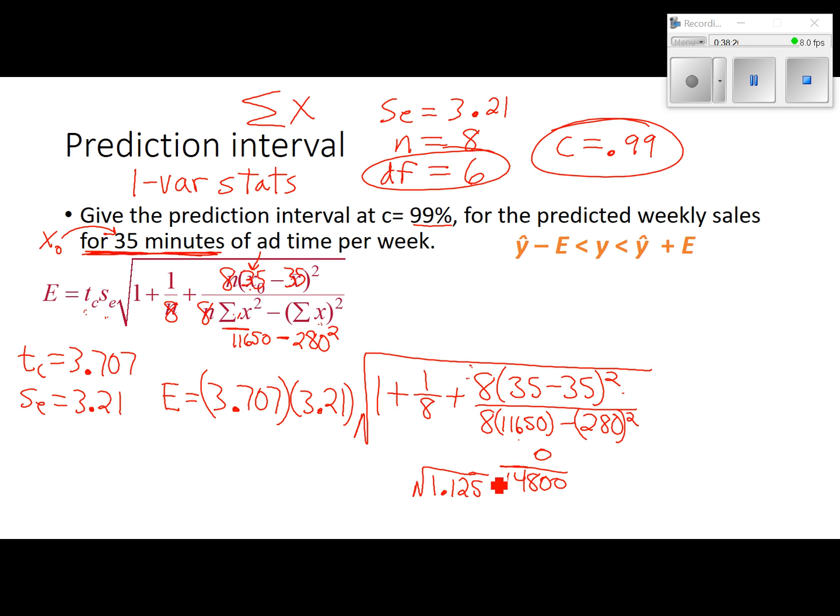And now I'm going to just take the square root of that. Square root of 1.125, it equals, and then all this stuff outside you're just going to multiply by these two things. So I already have the square root answer in my calculator, so I'm just going to hit times 3.21 times 3.707, our critical value there, and I end up with E equals 12.62.